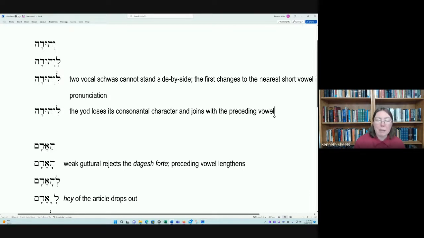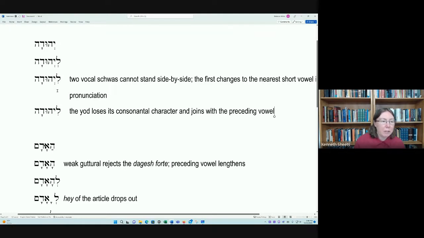This is an impossibility in Hebrew because of the fact that vocal schwas open syllables and they cannot form their own syllables in Hebrew. So thus we cannot have two vocal schwas standing side by side.